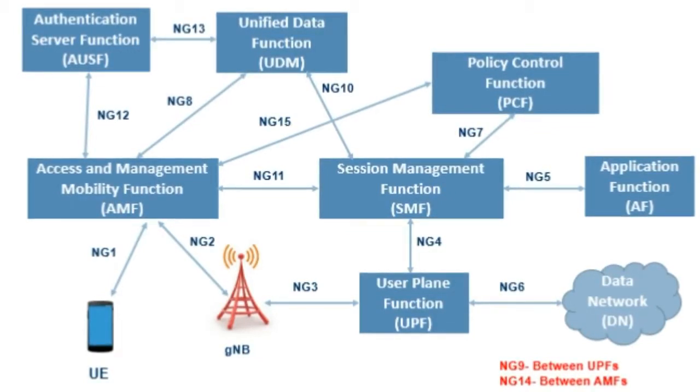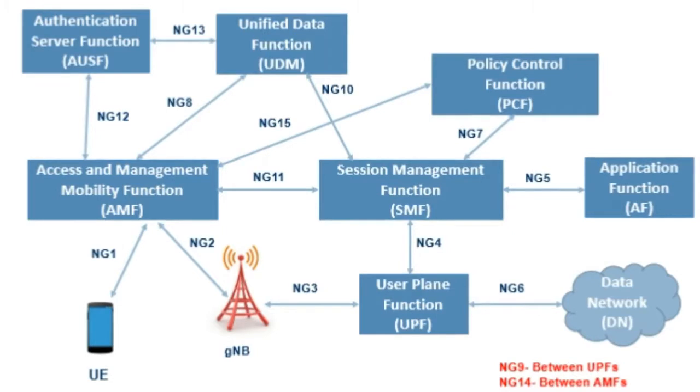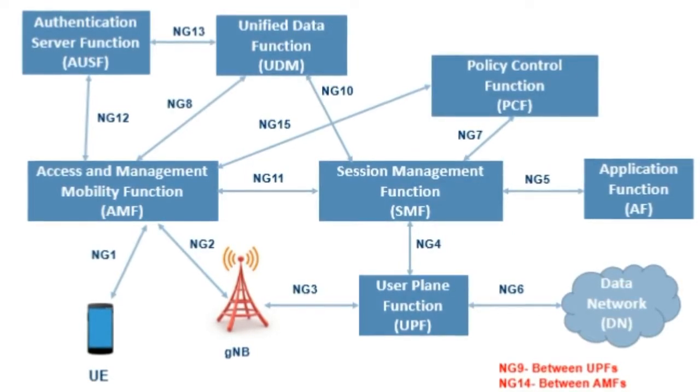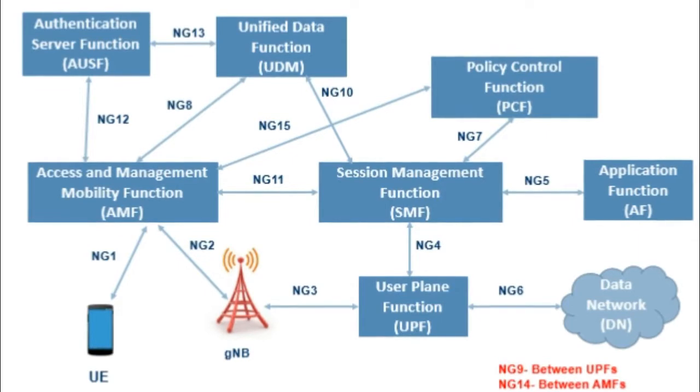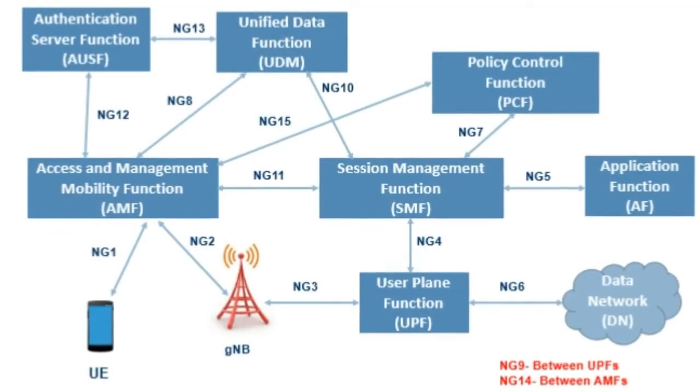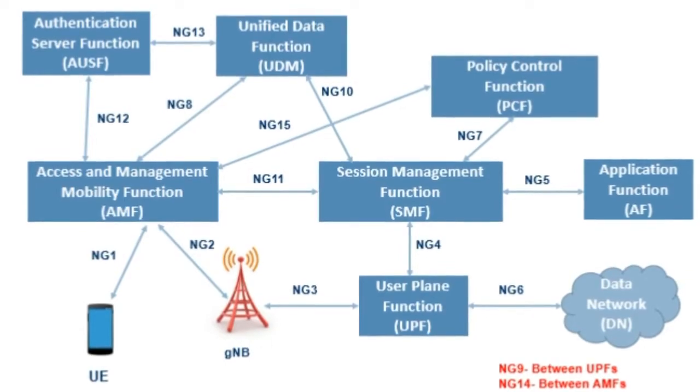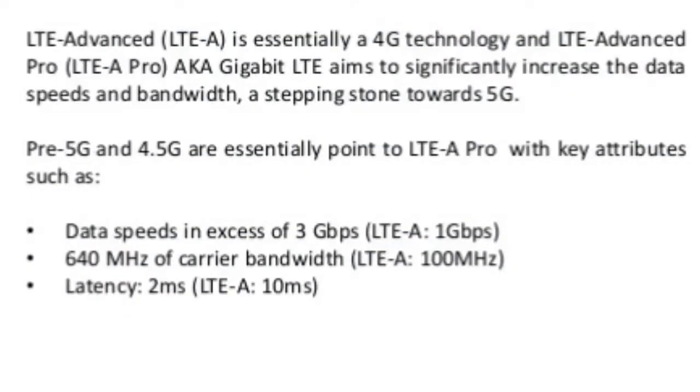LTE Advanced, LTE-A, is essentially a 4G technology, and LTE-Advanced Pro, LTE-A Pro, aka Gigabit LTE, aims to significantly increase the data speeds and bandwidth, a stepping stone towards 5G. Pre-5G and 4.5G are essentially point to LTE-A Pro with key attributes such as data speeds in excess of 3 Gbps, LTE-A, 1 Gbps, 640 MHz of carrier bandwidth, LTE-A, 100 MHz, latency, 2 ms, LTE-A, 10 ms.